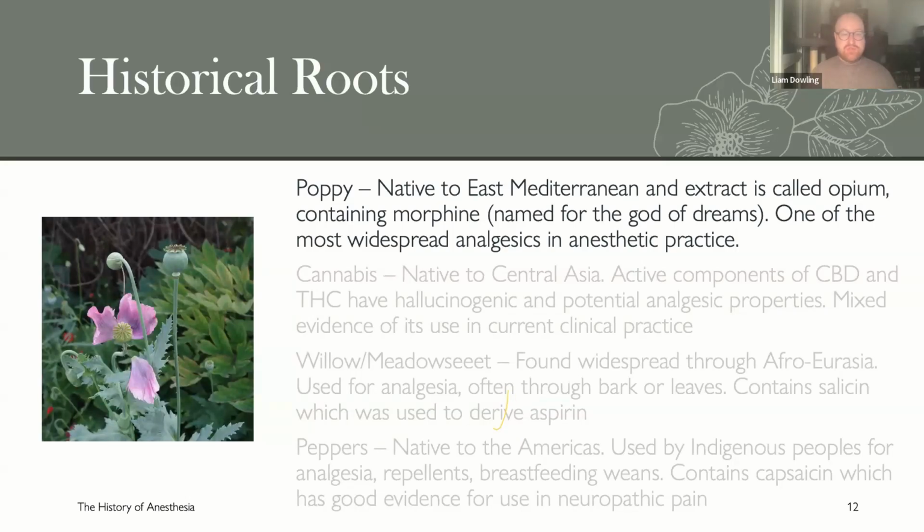So probably the one that most people would think about is the poppy plant, which is depicted here. It was native to the Eastern Mediterranean, and this is where we get our extract of opium, which contains morphine. Morphine, if you don't know, is actually named after Morpheus, the god of dreams. And as we know in many of our anesthesia practices, opioid-based analgesia is probably one of the most widespread in anesthesia practice.